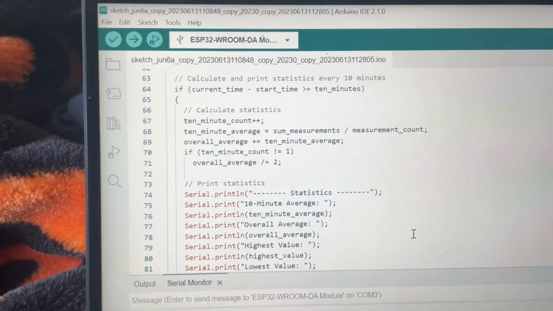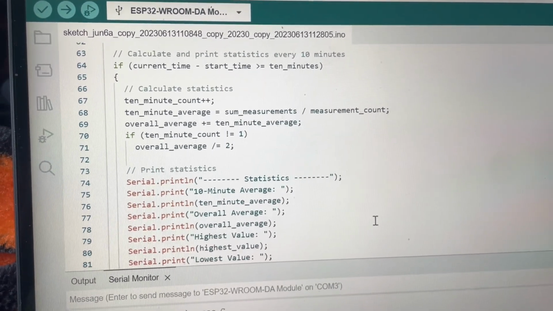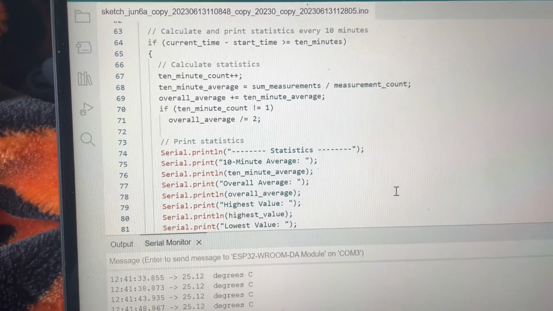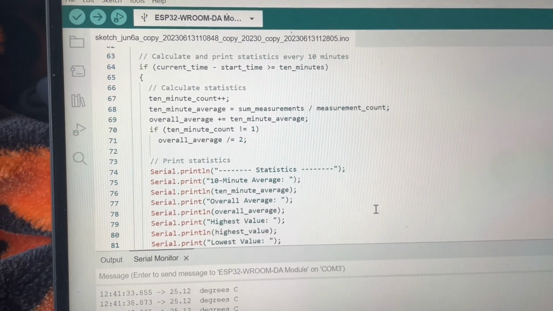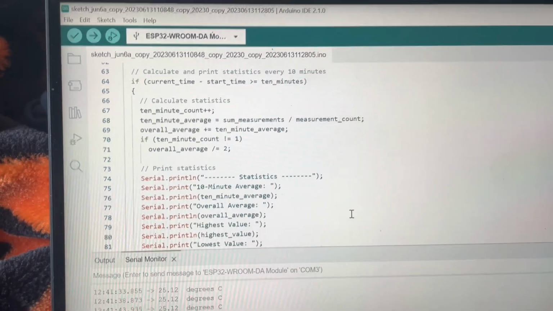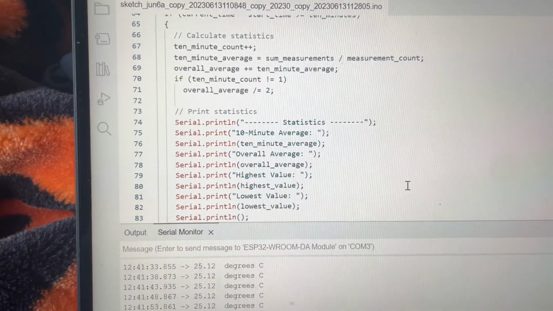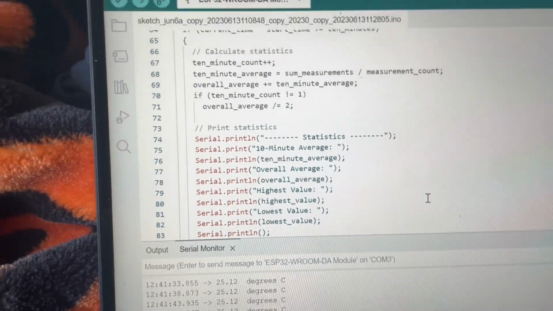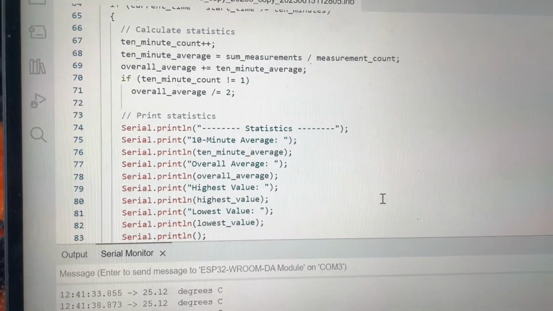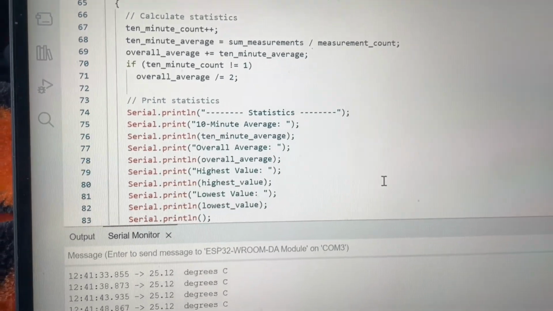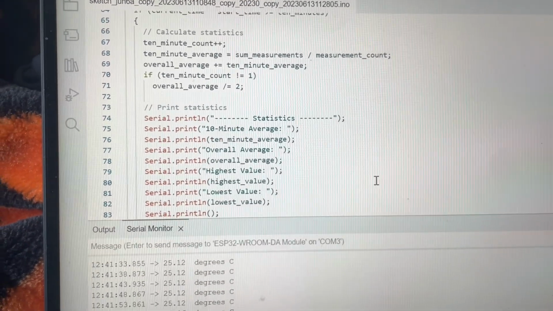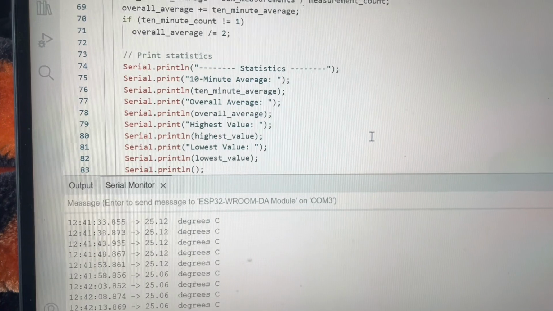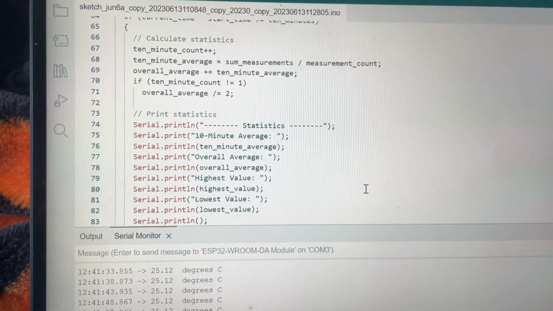And so this portion of the code is what prints out all my statistics every 10 minutes. So this if statement says if the current time, since it last printed out the statistics, is greater than or equal to that 10 minutes, it's going to then print out my statistics. So I used a variable 10-minute count, and I use that for the overall average. So my 10-minute average is just the sum of all my measurements divided by that measurement count. And for my overall average, I added all the 10-minute averages up, and so for the first one, it would just take that first 10-minute average, and that becomes my overall average.